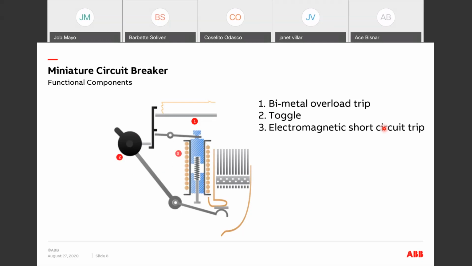And then, of course, the electromagnetic short circuit trip, which consists of coils and armatures. And the switching mechanism. And lastly, of course, one of the most important parts would be the extinguishing system.